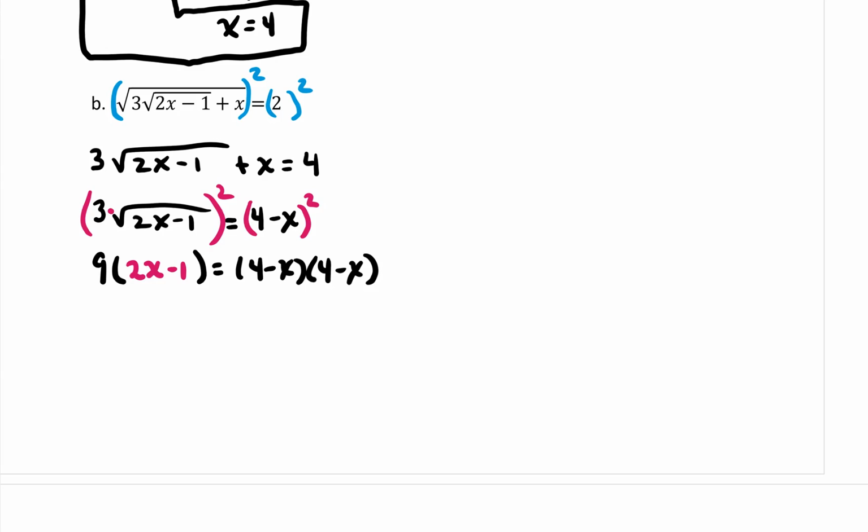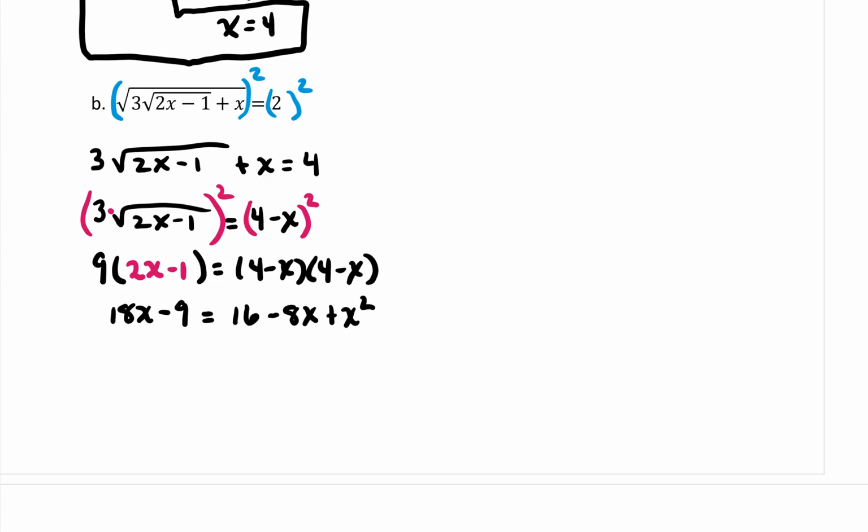So let's distribute our 9. So we have 9 times 2x is 18x, minus 9 times 1, which is 9, is equal to, if I distribute this out, 4 times 4 is 16, and my two middle terms, a negative 4x plus a negative 4x, is a negative 8x, and then negative x times negative x gives us plus x squared.